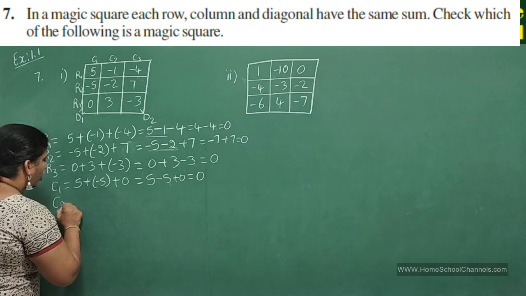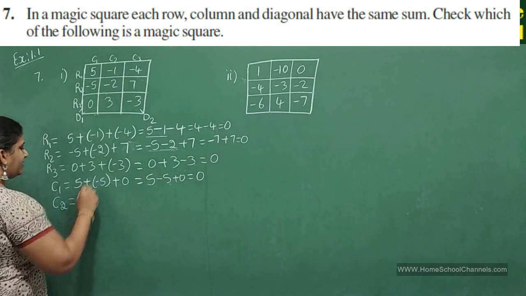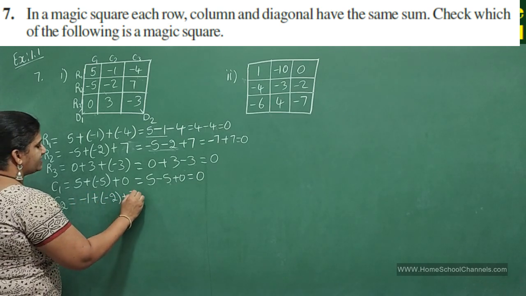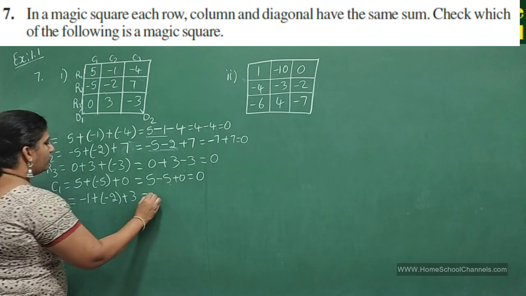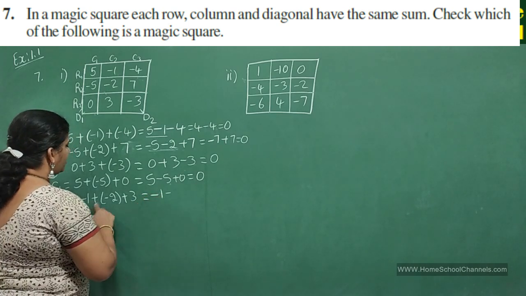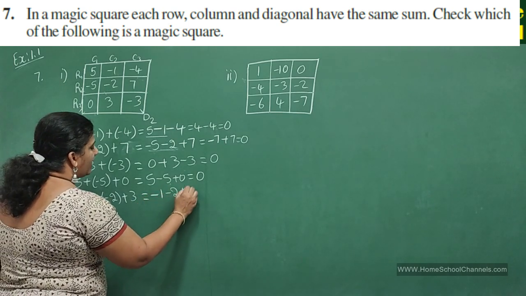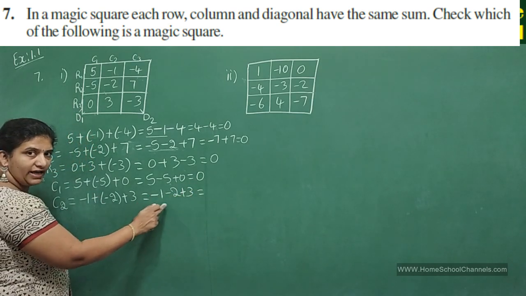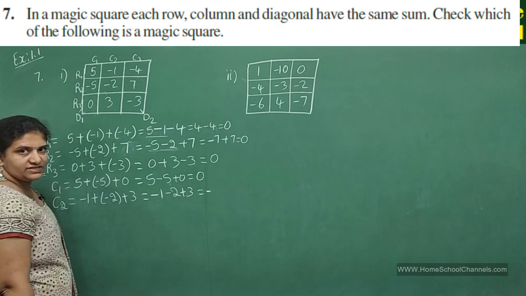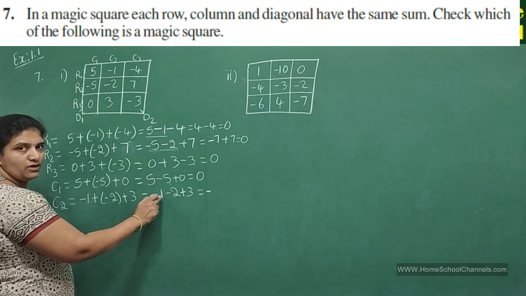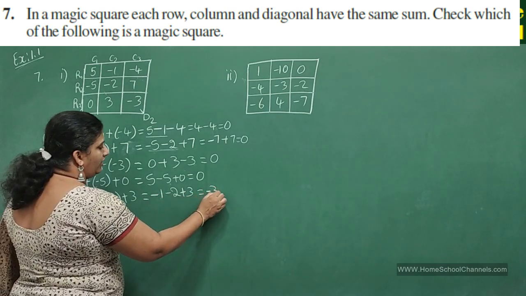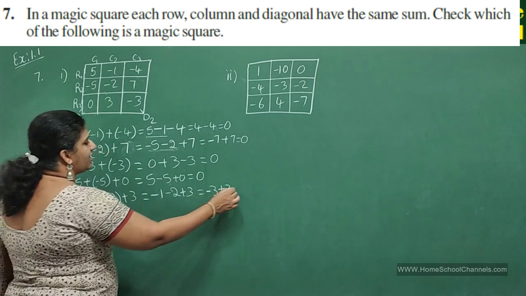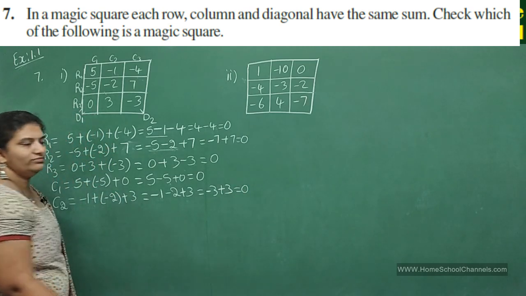Next, second column C2. Add these: minus 1 plus of minus 2 plus 3, equal to minus 1 plus into minus, minus 2 plus 3. Minus 1 minus 2: if both are negative, take a negative sign and add the numbers. 1 plus 2 will be 3. And the third number as it is, you take plus 3. 3 minus 3 is 0.